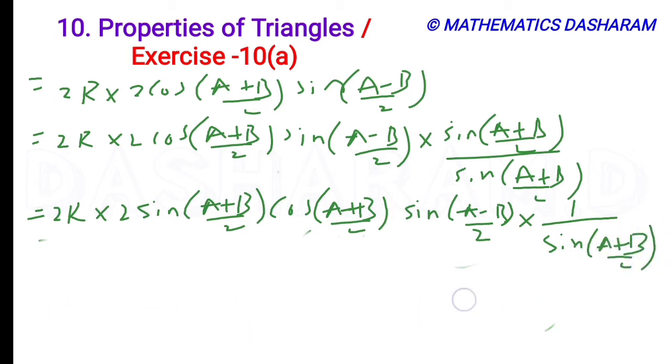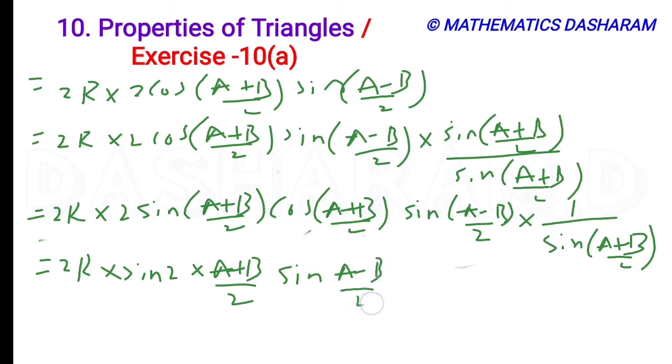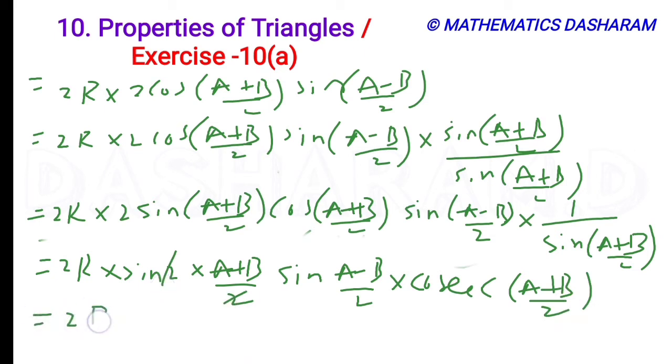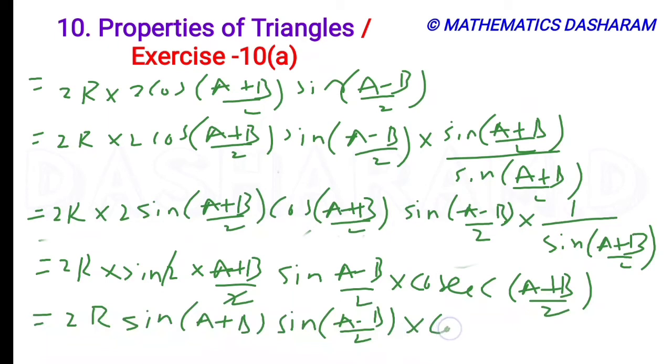So now 2 into 2r, it is the same as the 2 sin A cos A formula, which gives sin 2A. So then sin of 2 into (A+B)/2, into sin((A-B)/2), into 1 by sin theta, which is the formula for cosec theta. So then cosec((A+B)/2). Here the 2 cancels, so 2r into sin(A+B), next to sin((A-B)/2) into cosec((A+B)/2).